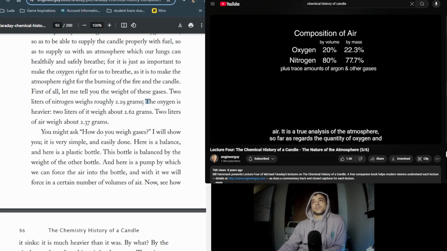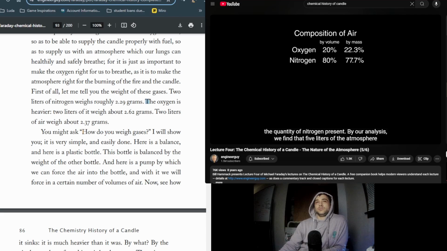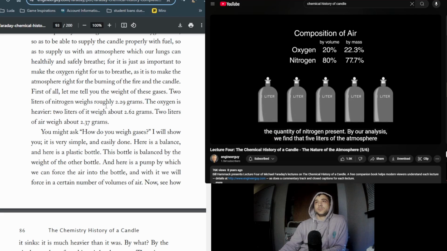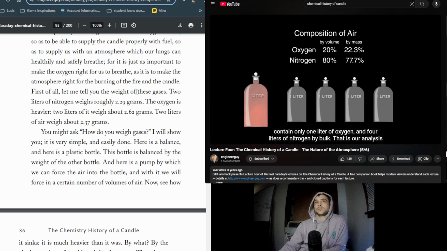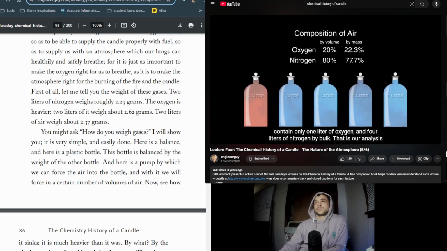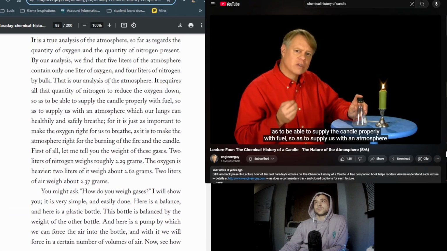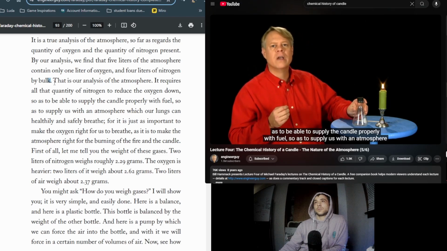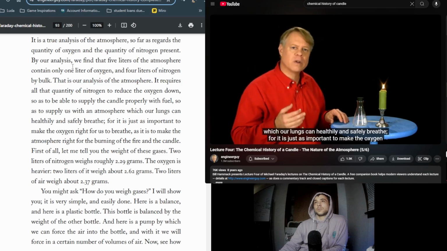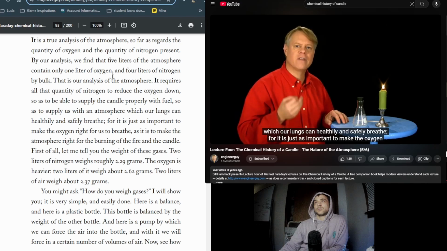regards the quantity of oxygen and the quantity of nitrogen present. By our analysis, we find that 5 liters of the atmosphere contains only 1 liter of oxygen and 4 liters of nitrogen by bulk. That is our analysis of the atmosphere. It requires all that quantity of nitrogen to reduce the oxygen down so as to be able to supply the candle properly with fuel, so as to supply us with an atmosphere which our lungs can healthily and safely breathe.